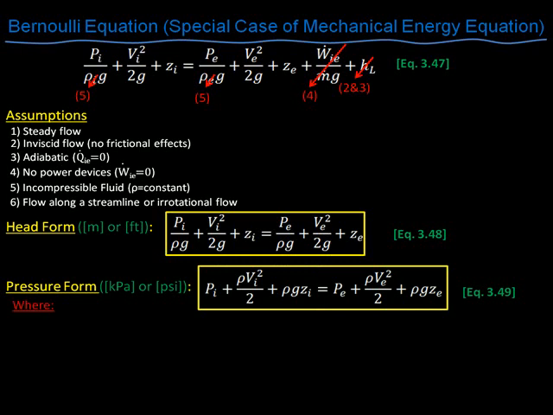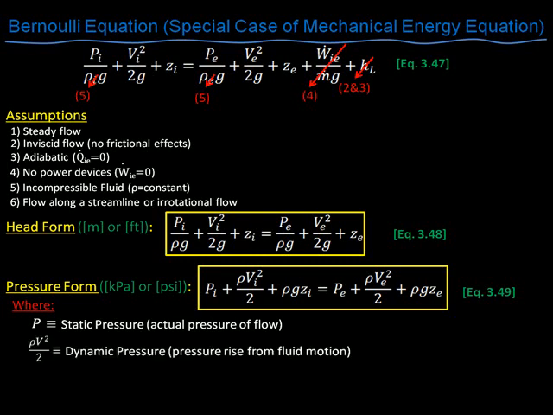So the first grouping, the pressure, is what's called the static pressure, and that's the actual pressure of the fluid or the flow. The next term with the velocity squared is what we call the dynamic pressure, and that's the pressure rise from the actual fluid motion. And then, of course, the remainder term, the third term on the left and right hand sides respectively, you should have seen before. That's hydrostatic pressure, and that's due to elevation effects.